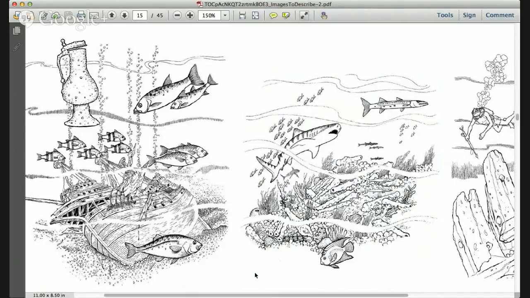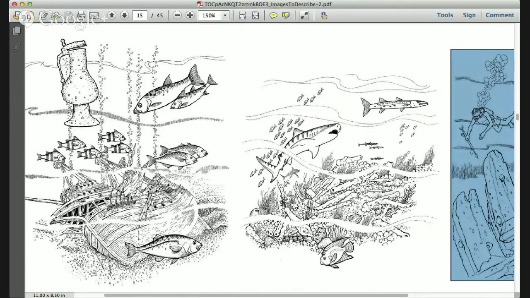How do you say the ship in the bottom of the ocean? Good. It's called a shipwreck. Shipwreck. So there's a shipwreck at the bottom of the ocean. Great. Now, I don't really know what this is for. Like, a pot or something here.